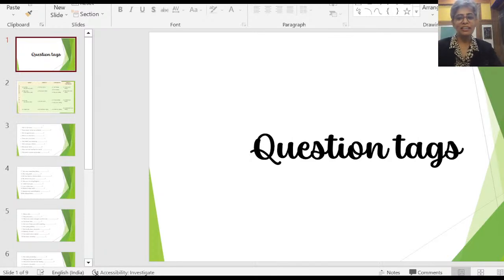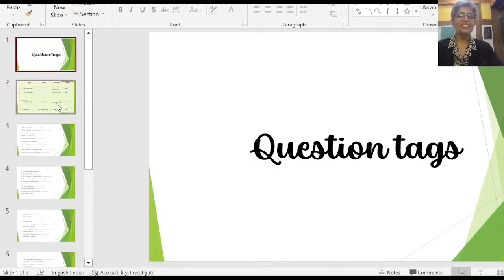So likewise, question tags too are short questions. You can say they are pieces of questions. You don't intend to ask the entire question because you have already asked the question. You are just confirming the question once again by repeating it in a tag form, that is, in its shortened version form.